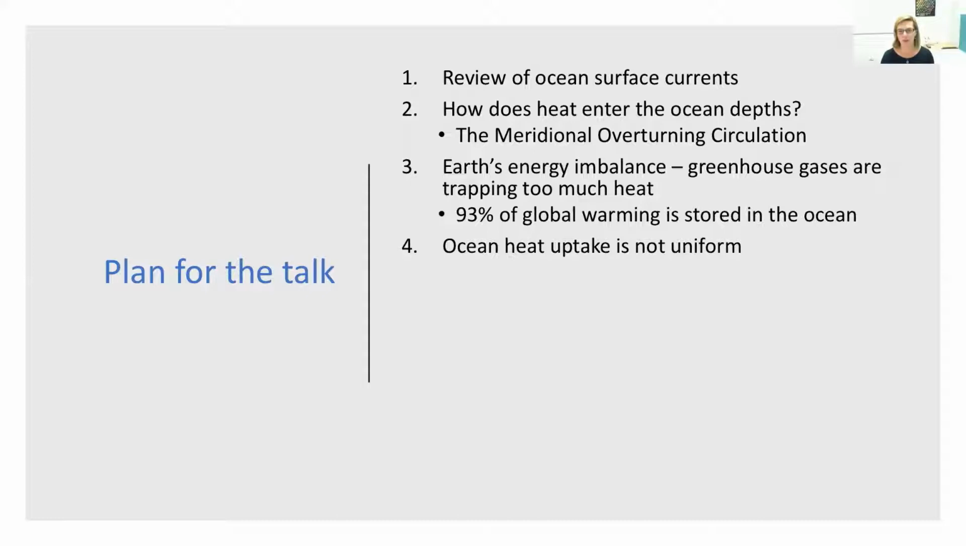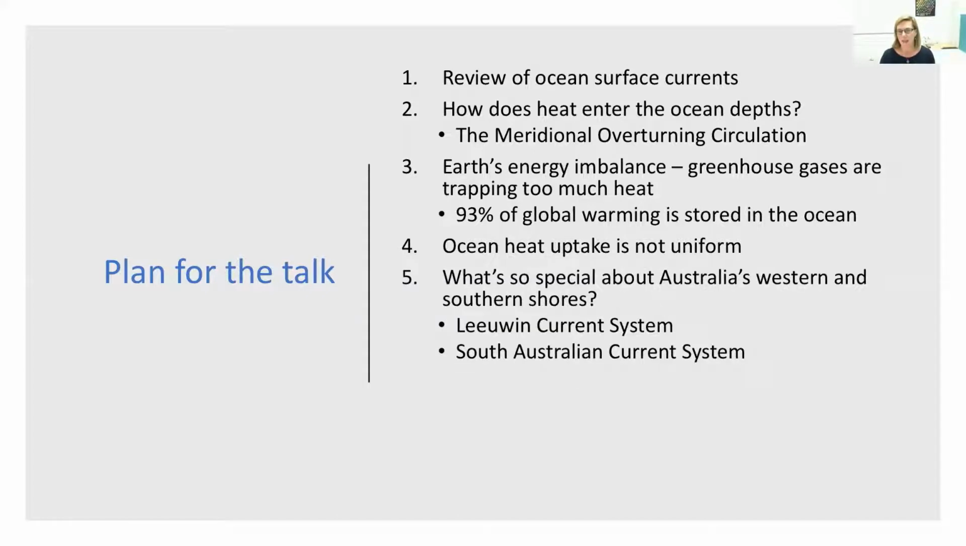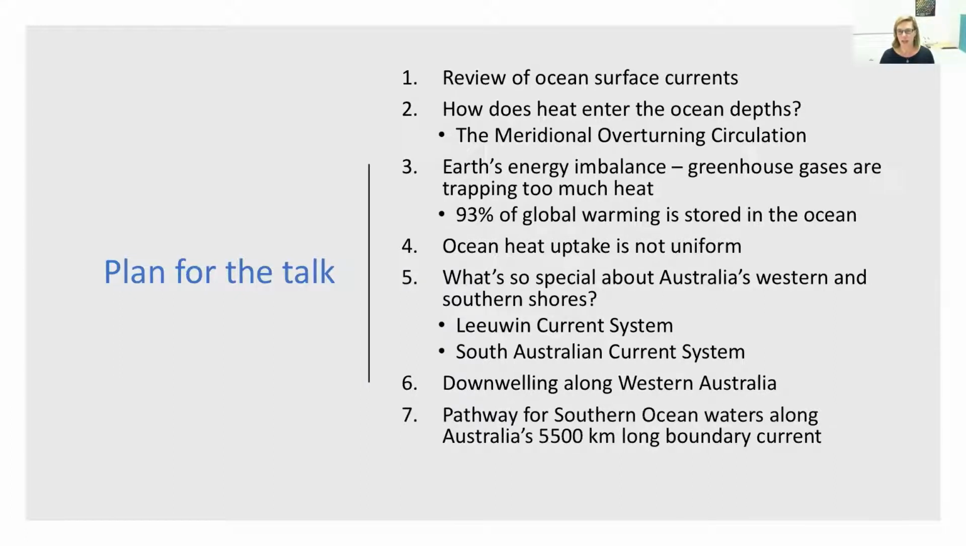It varies by region. And then we'll come back to Australia's coastline and think about the special features of Australia's western and southern shores that help heat enter the deep ocean. So we'll look at downwelling along Western Australia and a pathway for southern ocean waters along a very long boundary current along the southern and western coastline. And then where to from here?